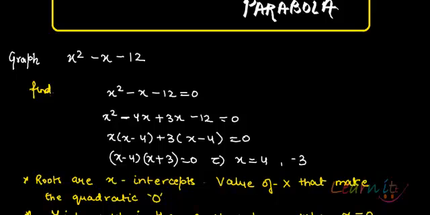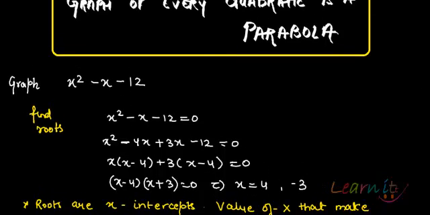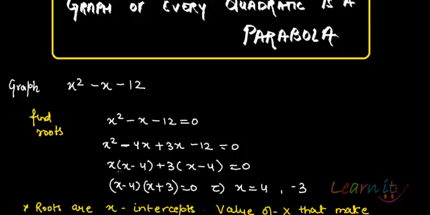Now, when we find the roots, we can factorize this, and what factors do we get? We get (x minus 4)(x plus 3) equals 0, which will give us roots, that is 4 and minus 3. So, something must be happening around these numbers 4 and minus 3.